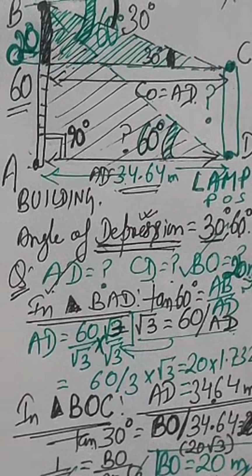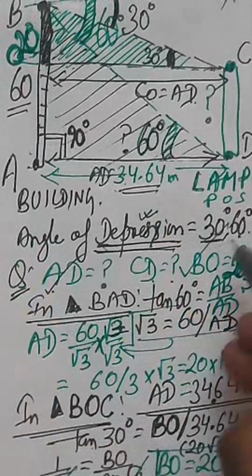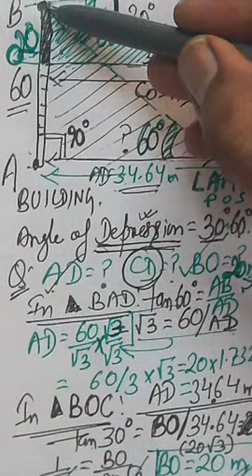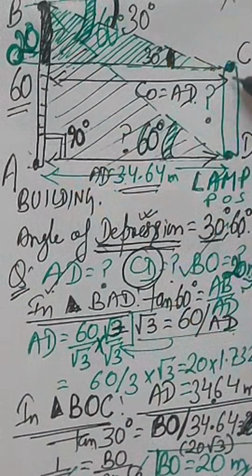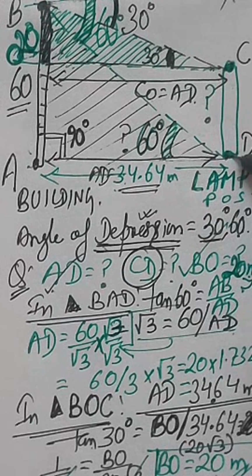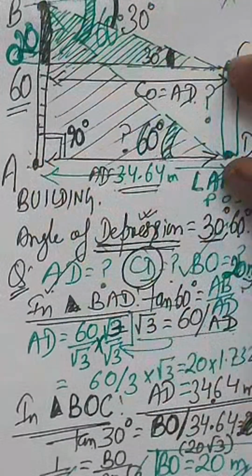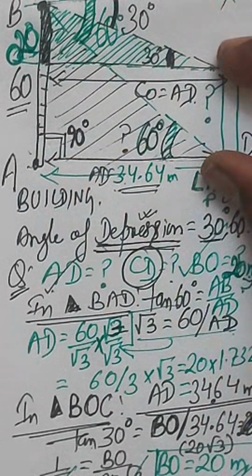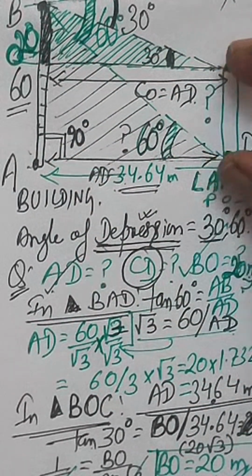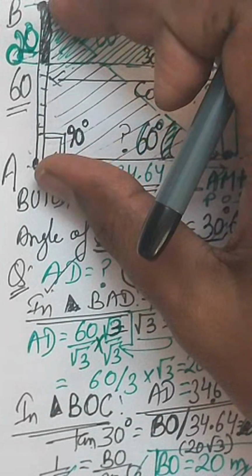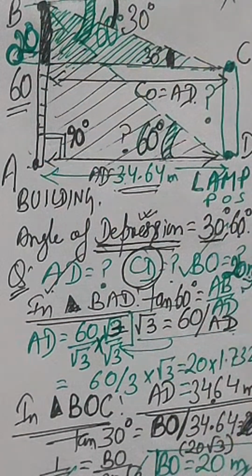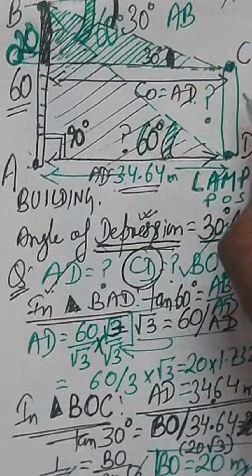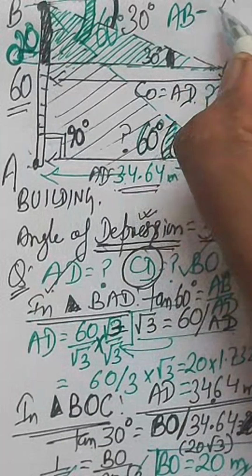Now the second part of the question is still left with us, that is we need to find the value of CD. If we know the height of the building, and we know the height of the lamp post, then what is the issue in finding the difference? Nothing. It's very easy. The height of the building is known to you, that is the value of AB. From here subtract the value of CD.